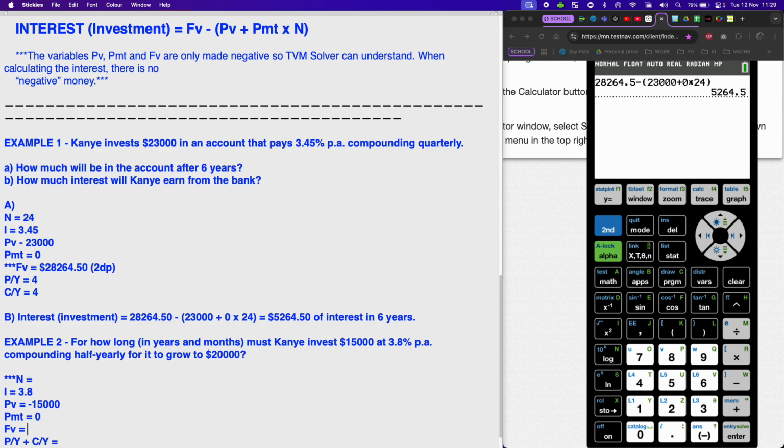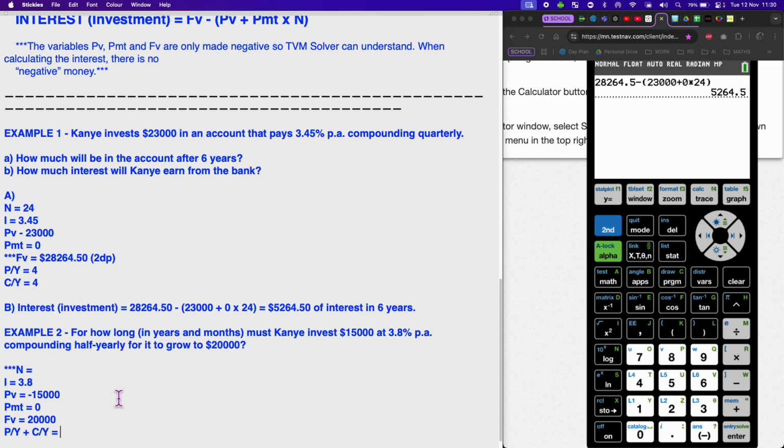Does the question tell you how much we want it to grow up to? What number is that? 20,000. What sign would that be? Would it be positive or negative? Positive. Why? Because that's what the bank's going to give you after the time, so 20 grand. So the last decision we need to make is, what's PY and CY? If something's happening half yearly, every half year, how many half years are there in a year? 2. So your PY and CY are both going to be 2.